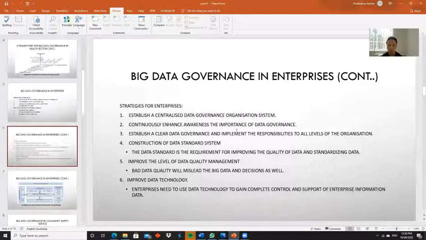So the solution is strategies for enterprises. The first one is establish a centralized data governance organization system. Constitution of data standard system because the data standard is the requirement for improving data quality. Also, we need to improve the level of data quality management because big data quality will mislead the decision making. Also, we need to improve data technology because enterprises have a lot of amount of data, so they need a proper technology to manage the data.